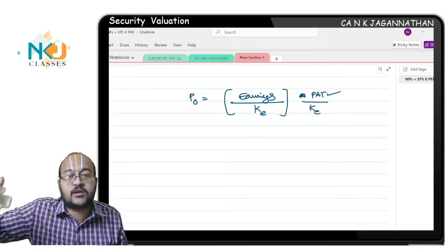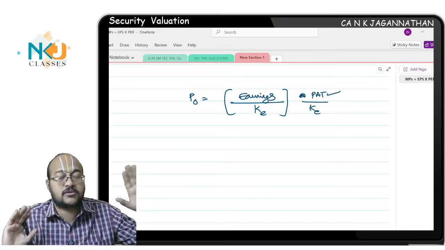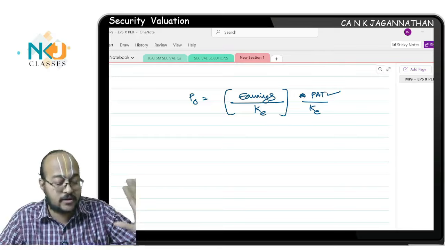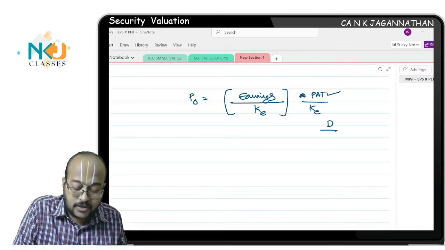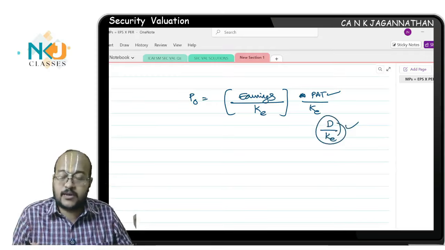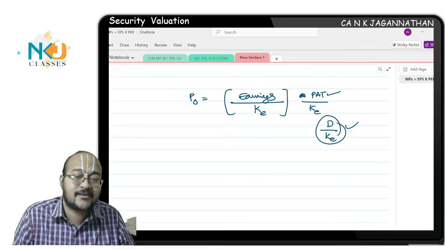The earnings here is the net profit after tax, divided by KE, assuming this profit after tax will continue forever. This is constant, there is no growth involved. This is the constant earnings model. In chapter one we saw D by KE, which is the constant dividend model. This is the constant earnings model.